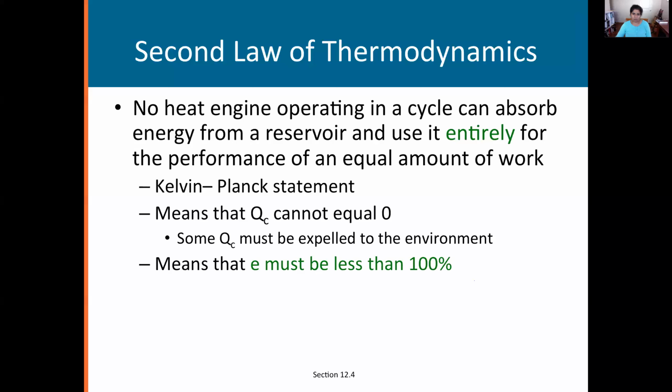No heat engine operating in a cycle can absorb energy from a reservoir and use it entirely for the performance of an equal amount of work. That means QH can never be equal to W. There has to be QC, which is finite, in the system that we just studied. So QC cannot be equal to 0. The system must expel some energy to the environment. It cannot use all the energy to do work. That means our efficiency must be less than 100%. And this is called the Kelvin-Planck statement.